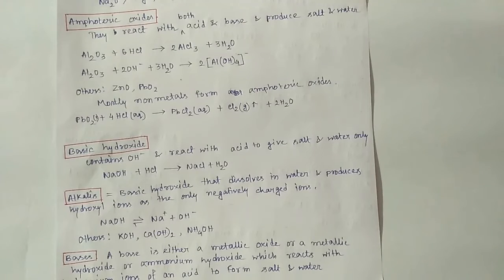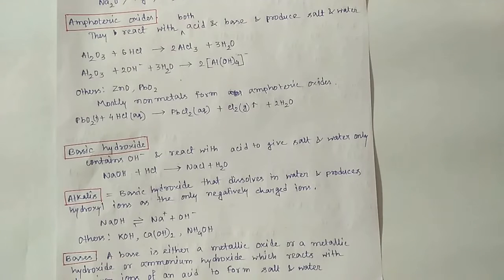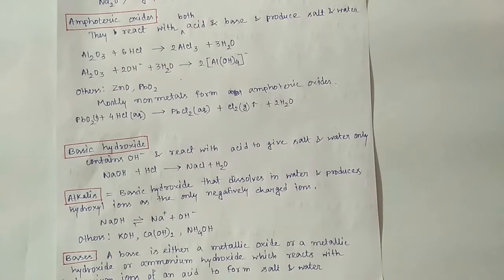So we can conclude that all alkalis are bases, but all bases are not alkalis. Even if it is asked to explain why all alkalis are bases but all bases are not alkalis, you can write this there.